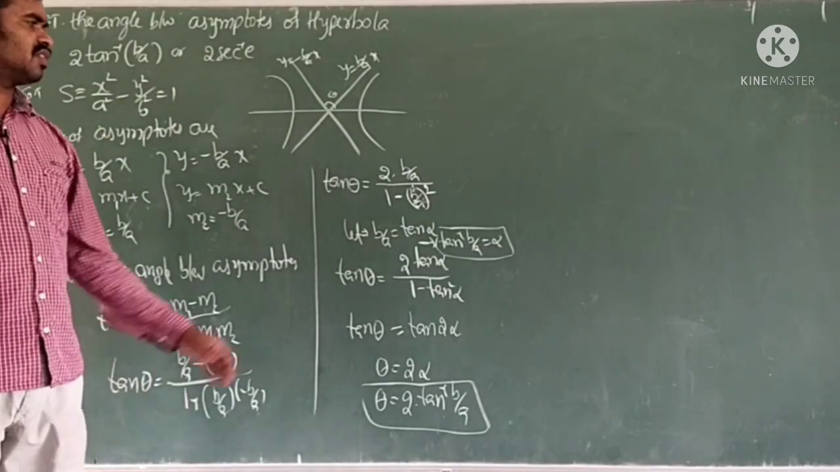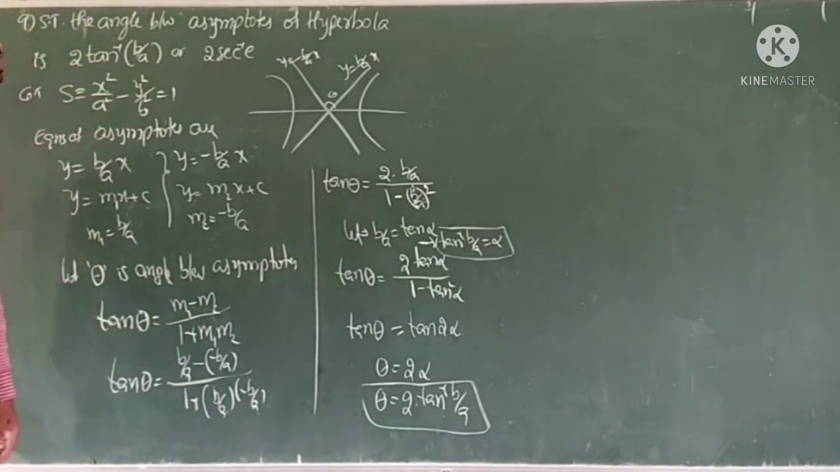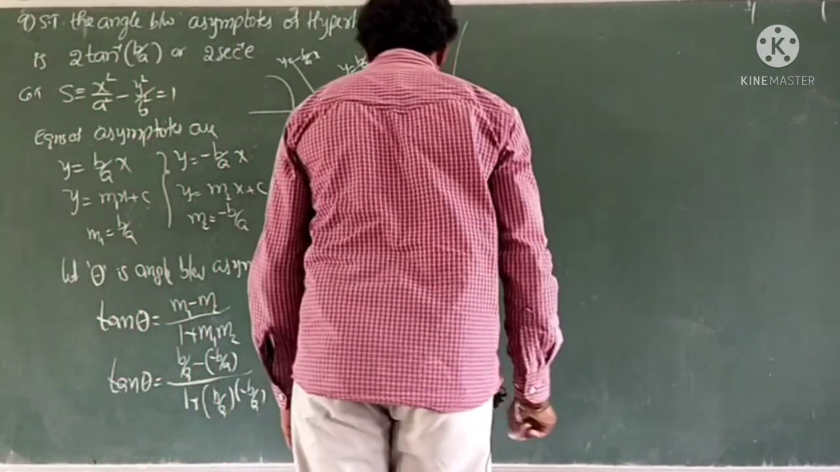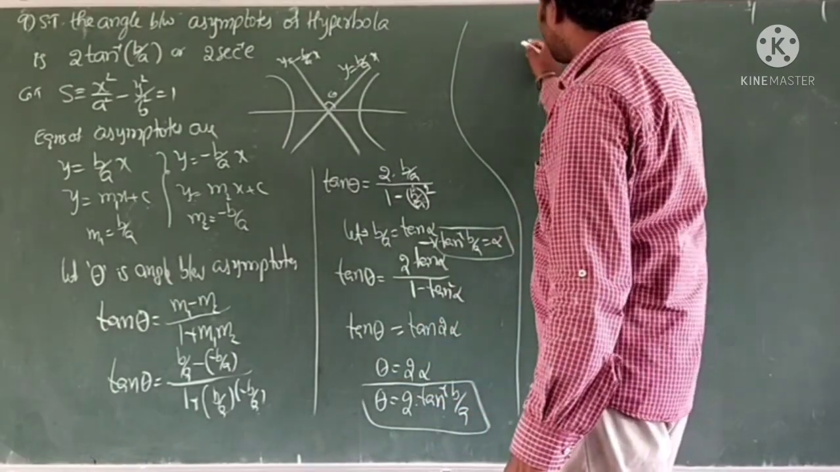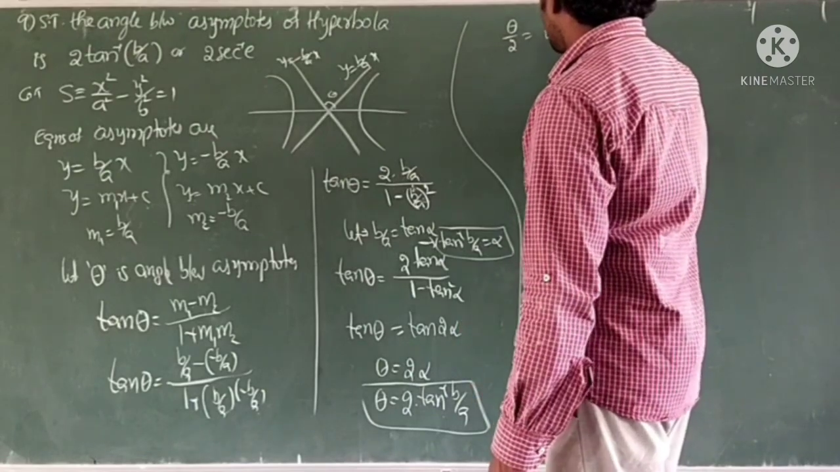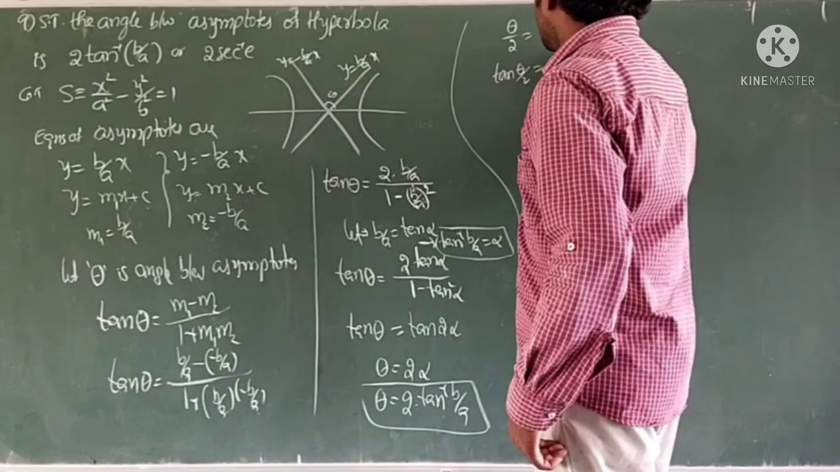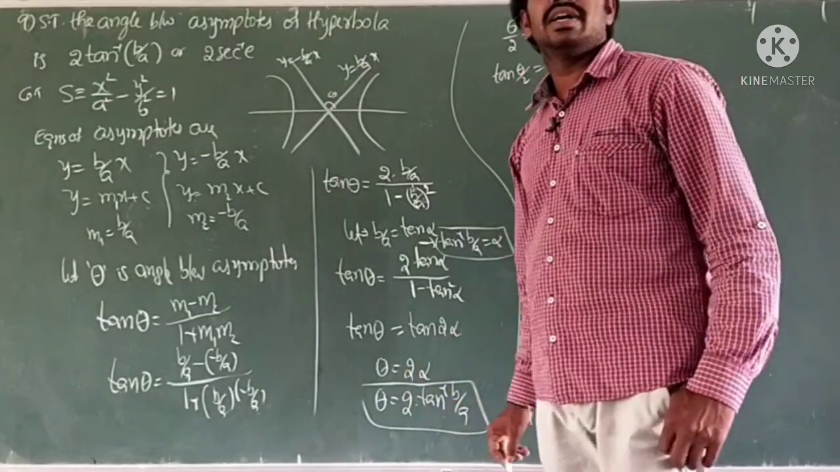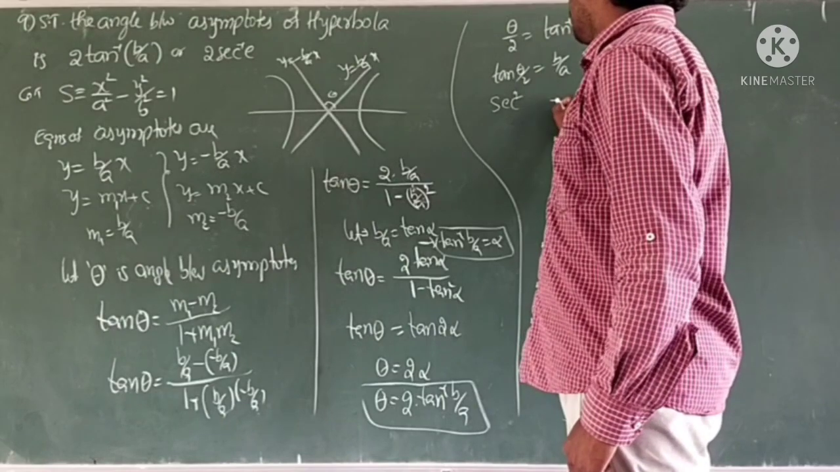So very simple, just convert this in terms of secant theta. So for that, I am continuing, taking 2 to the right side first of all, then theta by 2 is equal to tan inverse b by a, then tan inverse on the left side means tan theta by 2 equal to b by a, and we know the identity in terms of tan and secant, that is secant square theta minus tan square theta is equal to 1.